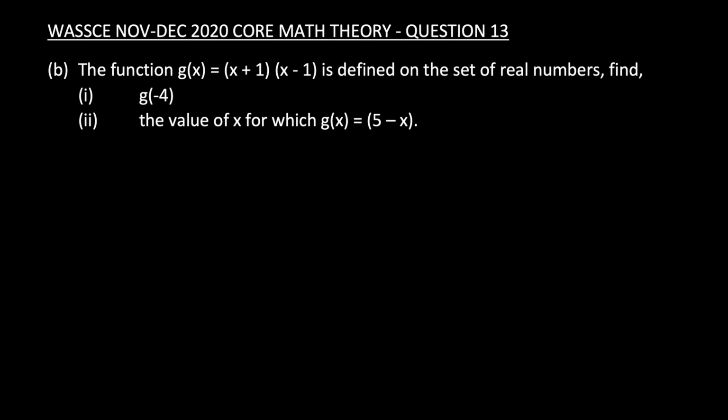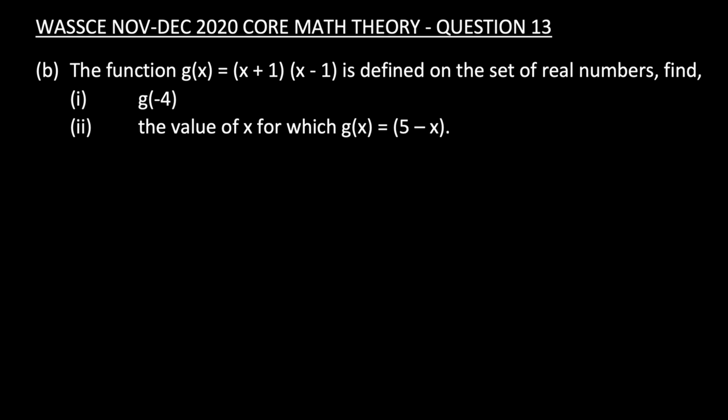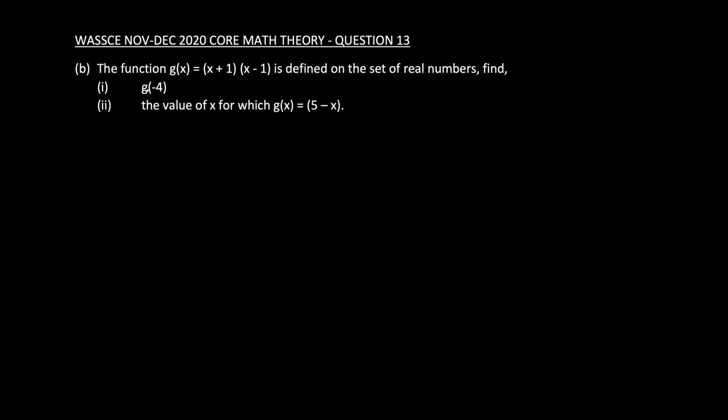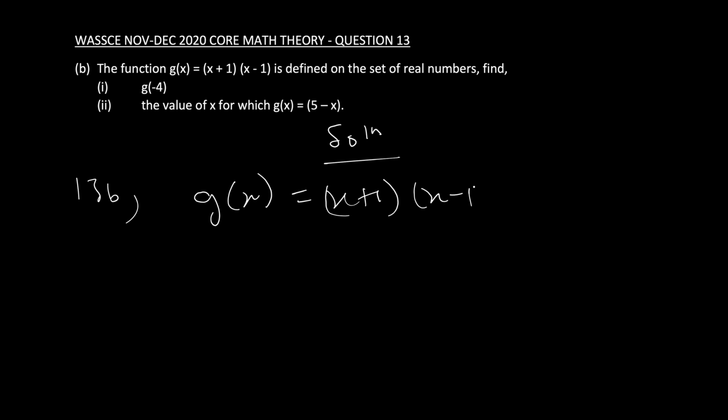13b. The function g of x is equal to x plus 1, x minus 1 is defined on the set of real numbers. Find i, g of negative 4, ii, the value of x for which g of x is equal to 5 minus x. So let's begin with our solution. So our g of x is equal to x plus 1, x minus 1. And we are being asked to find g of negative 4.